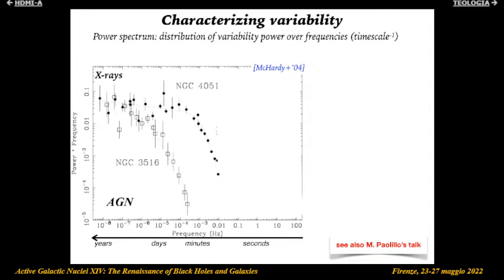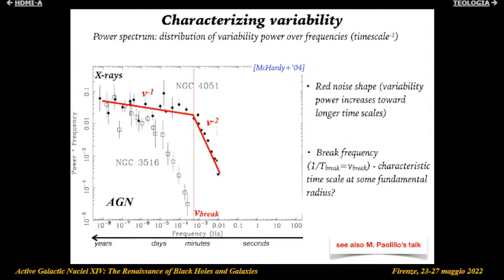Now, the shape of the power spectrum is pretty smooth. We observe more variability at lower frequencies, which means that these objects have more powerful variations on long timescales. And this is what we call red noise. We don't observe features on top of these power spectra, apart from a break or a bending of this spectrum, which we refer to as the break frequency. And this should correspond to some fundamental timescale at some characteristic radius of the accretion flow.